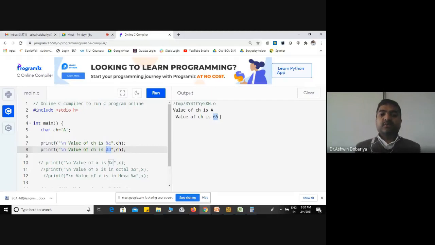ASCII code means what? In our keyboard, see, our keyboard has characters, numbers, special symbols. So in programming, every character has one unique number. That is known as a unique number. It is something like our roll number. Every student has a unique roll number as well as a name also. So I can identify any student using a number or using a name. I hope all of you are clear.